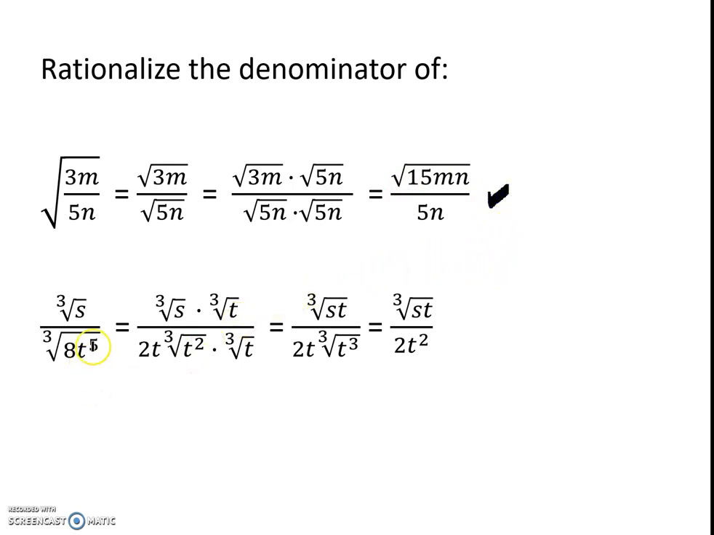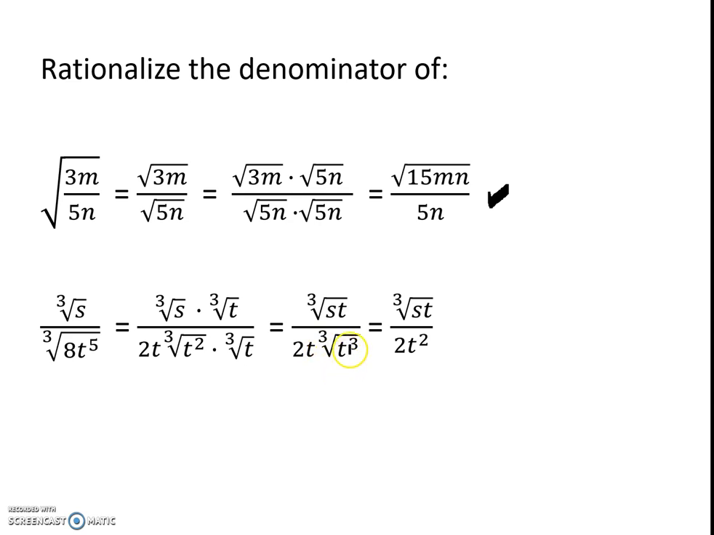Our next problem is the cube root of 3 divided by the cube root of 8t to the 5th. So we're going to take the denominator times the cube root of t, and we have to do that to the numerator as well. So on the numerator, we get the cube root of 3t. In the denominator, we get 2t times cube root of t cubed.